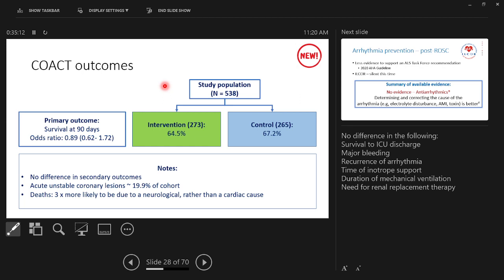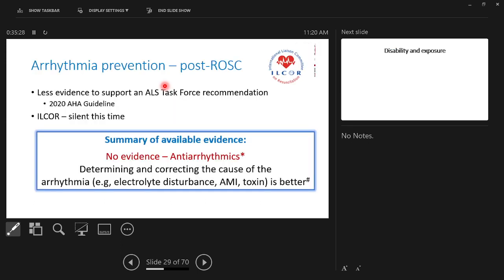So this study most likely signifies that if a patient presents with out-of-hospital cardiac arrest with an initial shockable rhythm, but the ECG shows no ST changes, there is initially no immediate requirement for coronary angiography. And regarding arrhythmia prevention in post-arrest care, there is very little.